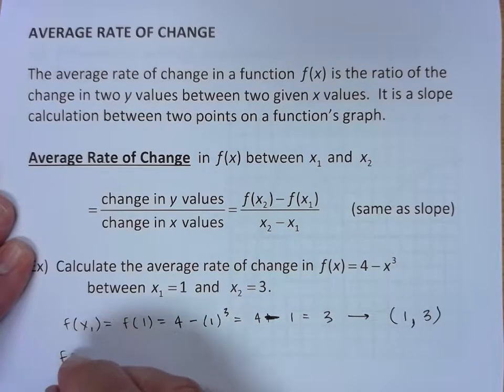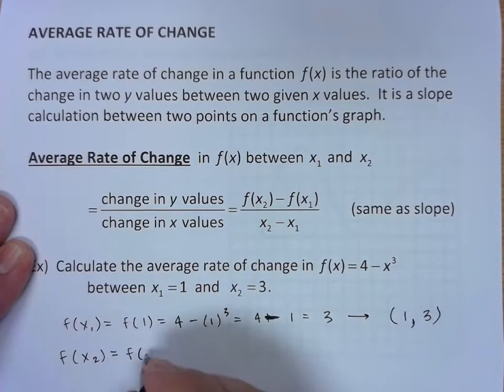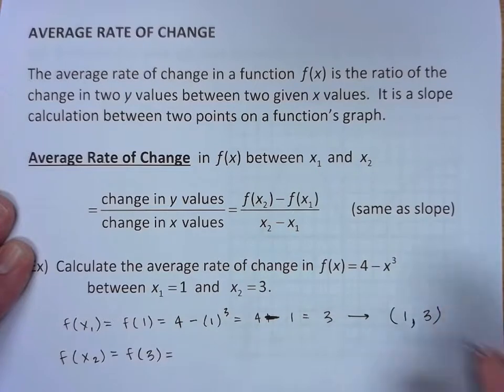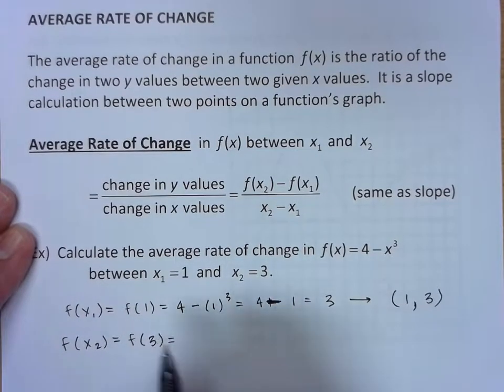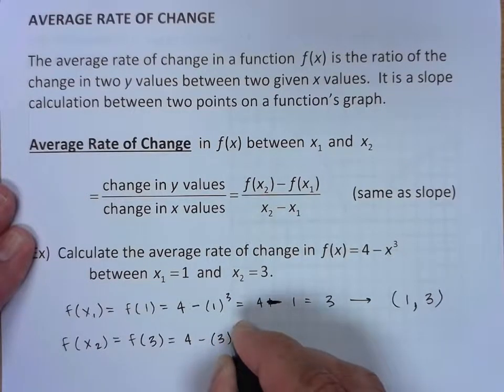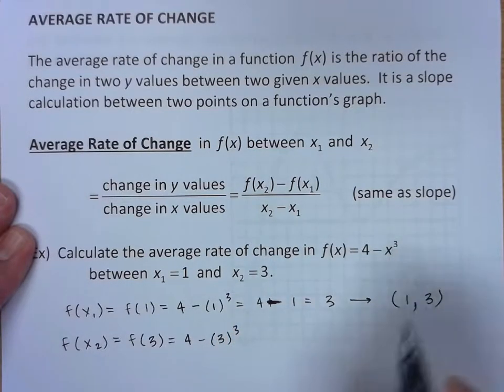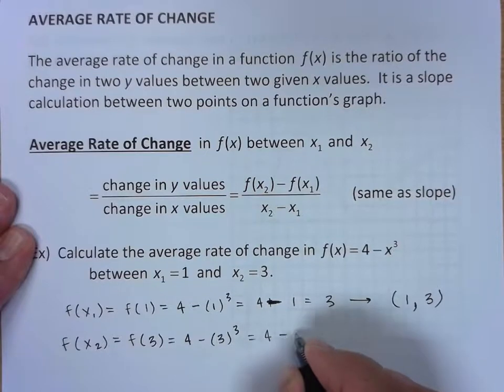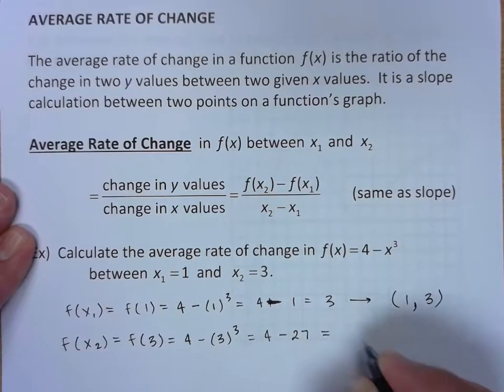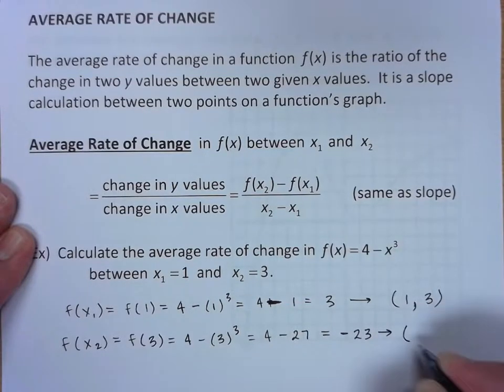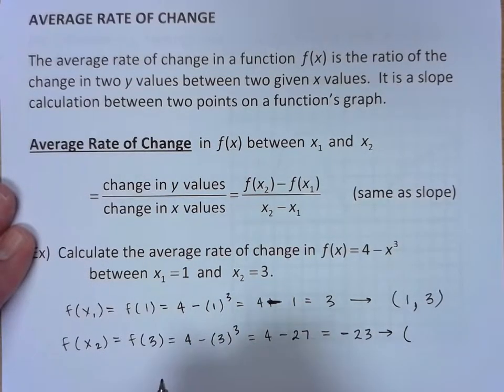You need to get the f output value at x2 as well, which is f of 3. And again, go back to your formula. You're taking an input of 3 and you want to generate the y output. So 4 minus 3 to the third is 4 minus 27, which equals negative 23. So that generates another point on the graph of the function. X equals 3, y equals negative 23.